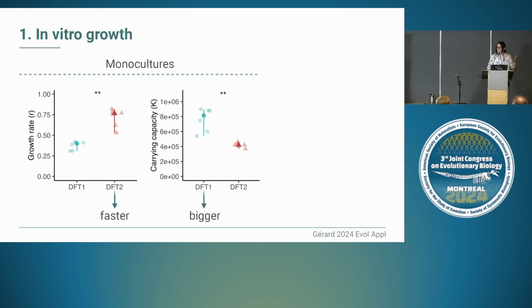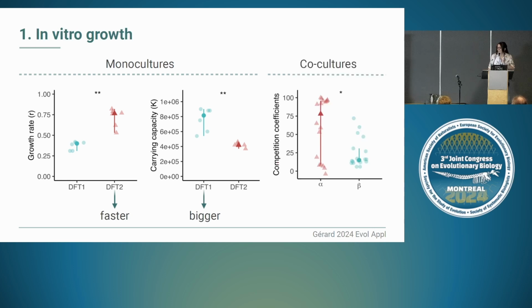So DFT1 grows bigger. So now you might ask, what happens when we smash both cell lines together in co-culture? Well, DFT2 is able to take over, and we see quite a bit of variation in these results because we did try different starting ratios of cells.